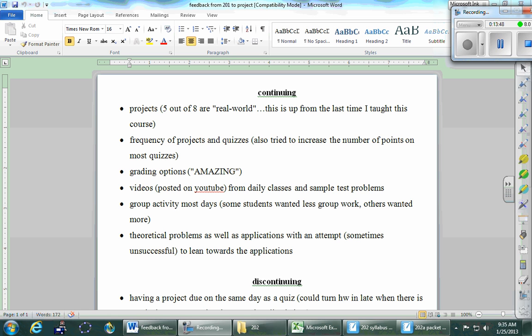Some people wanted more, some people wanted less. You know, I'm kind of stuck here. I will say this, that even if it feels like you don't get quite as much done when it's group activity time as when I'm up here doing a problem from start to finish, it's not really about how much we get done in class. It's about how much you remember. That's ultimately what's important.